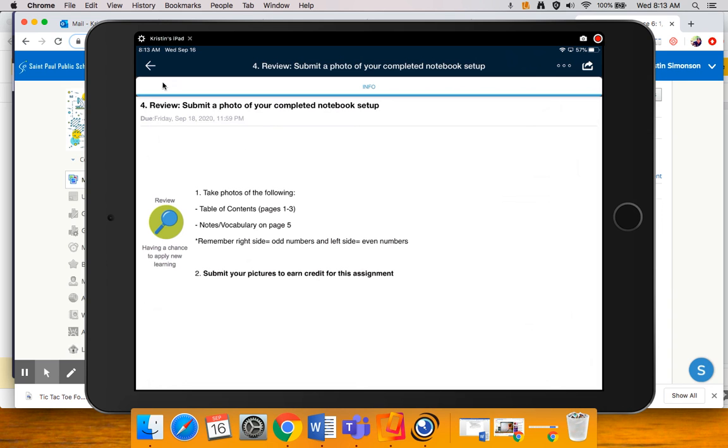And the last part of our lesson for today is just submitting photos of your work to show us that you have completely set up your notebook. So you will take photos of the following: your table of contents, the notes that you complete on page 5, and then just double check and make sure that you numbered your notebook correctly. On the right side is your odd numbers, on the left side is your even numbers. As we move forward, I'm going to ask you to put certain things on certain pages of your notebook. So it's very important that we have them numbered the same.